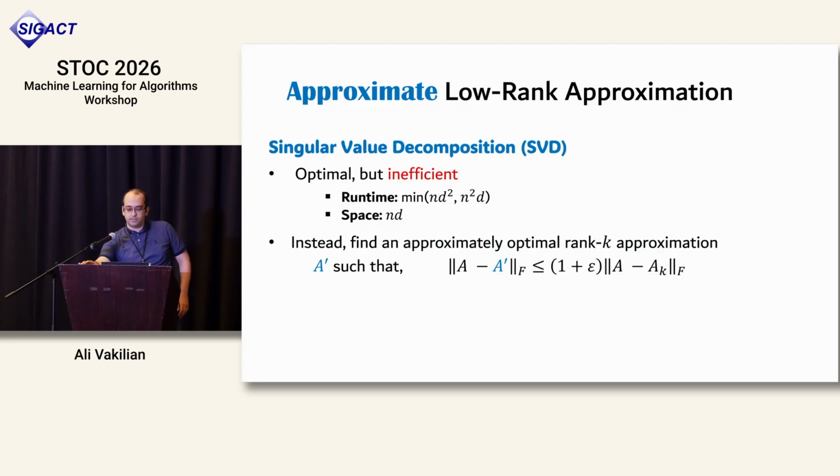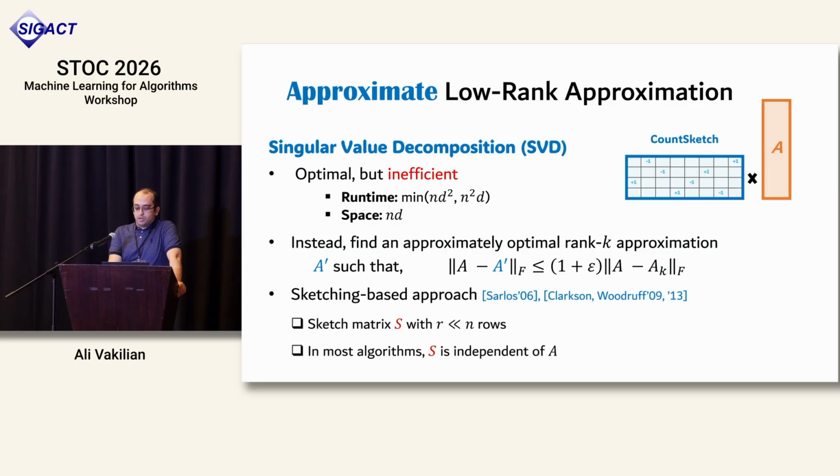So people have then tried to study the approximate version of this problem. So instead of finding the best rank K, we are okay if you find some A prime whose Frobenius norm error difference from the actual A is within 1 plus epsilon times the best Frobenius norm error that's possible. Then this A prime is still quite a good rank K approximation of the matrix.